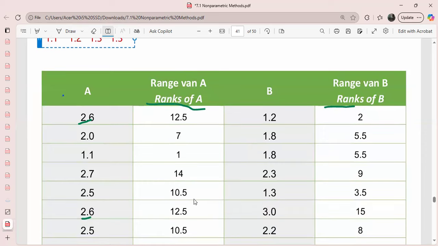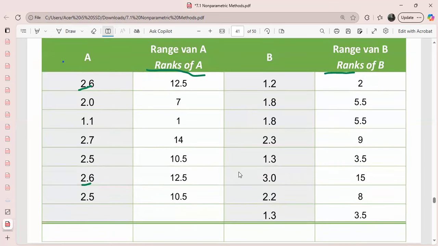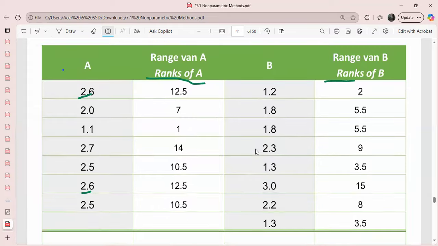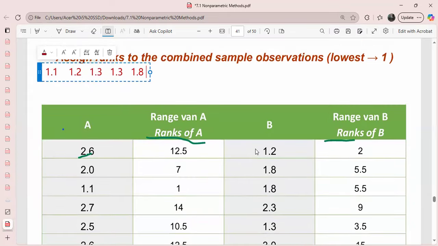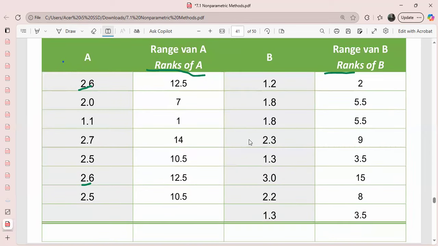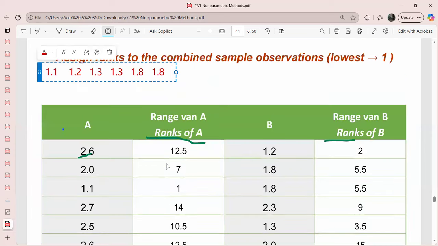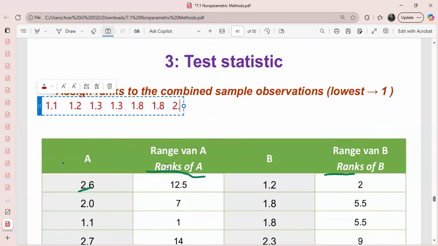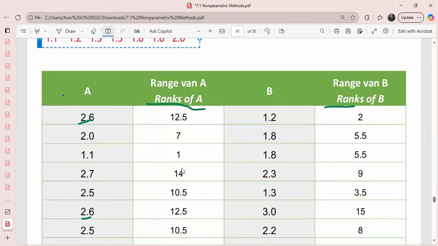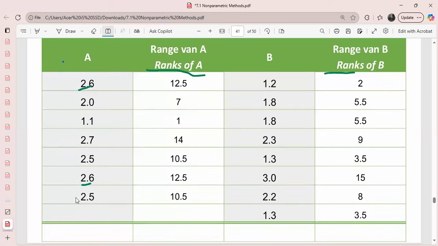Do we have 1.4? Nope. Do we have 1.5? Nope. We do have 1.6, 1.7, and 1.8, 1.8, 1.8 and 1.8 like this. Now, do we have 1.9? Do we have 2.0? Yes, we do have 2.0 there. I just want to verify. Yeah, we do have 2.0.